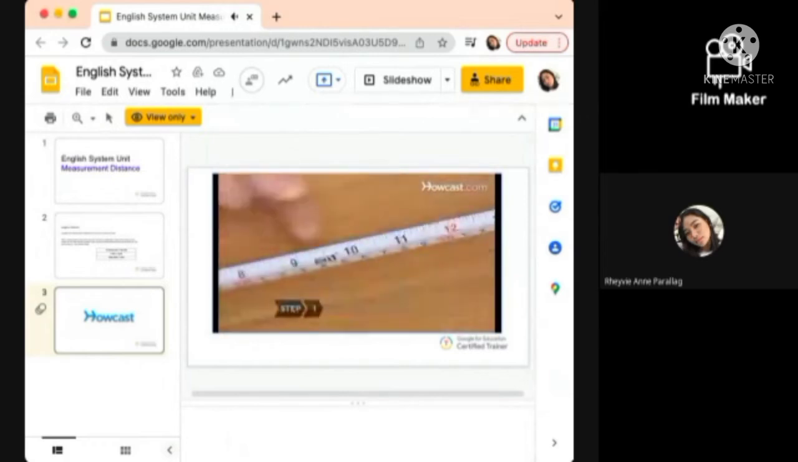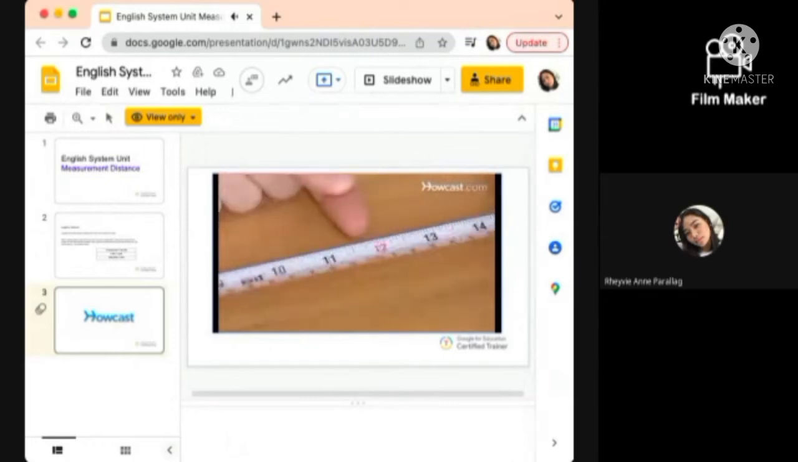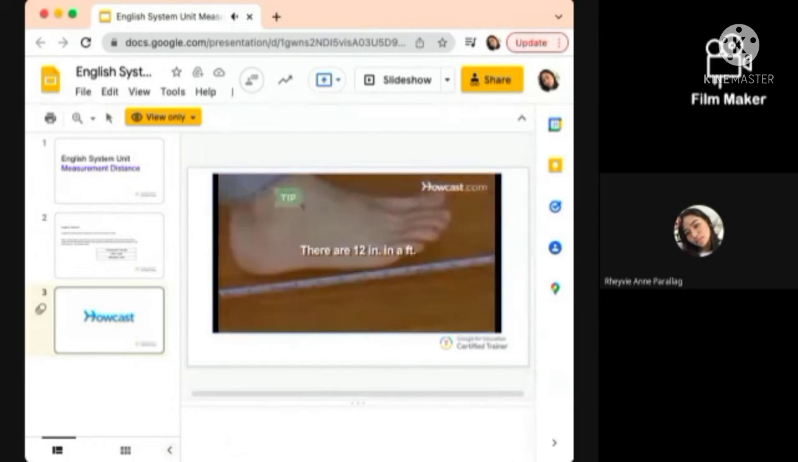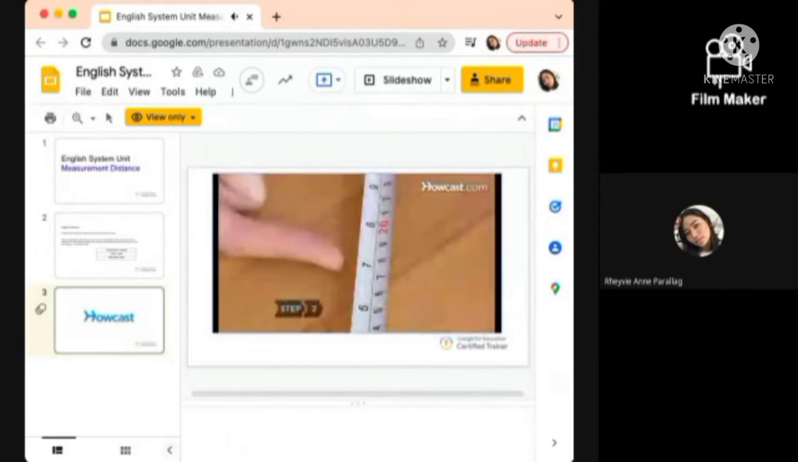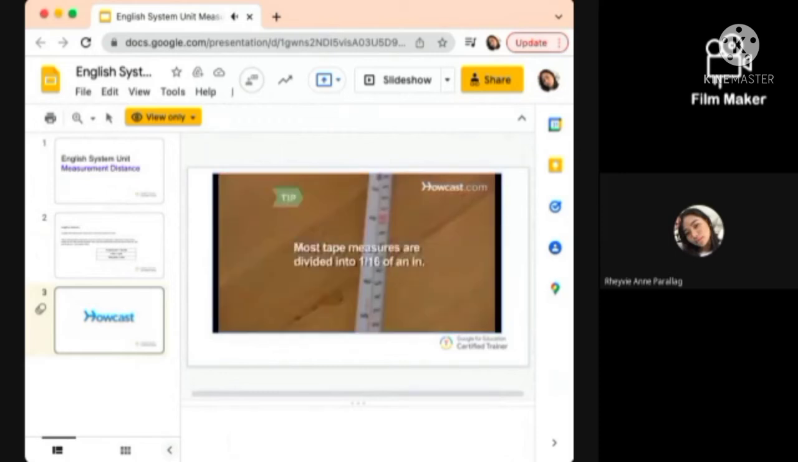Step 1. Recognize the marks on the top of the tape measure. The black numbers are inches and the red numbers are feet. There are 12 inches in a foot. Step 2. Identify the shorter marks between the inch marks, divided into fractions of an inch. Most tape measures are divided into 16ths of an inch. Therefore, there are 15 lines between the inch marks, all representing 1/16 of an inch.